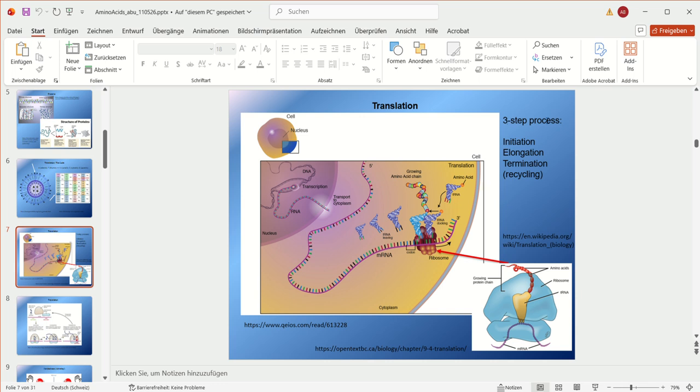This is called this 3-step or 4-step process: initiation, elongation, termination, and recycling. So the tRNAs will be recycled, because they can go back and look for their amino acid, and once they have it, they will return and look to be expressed on mRNA.